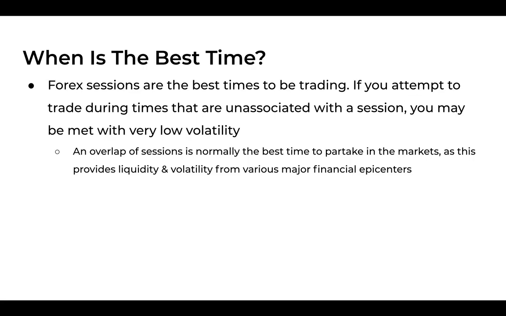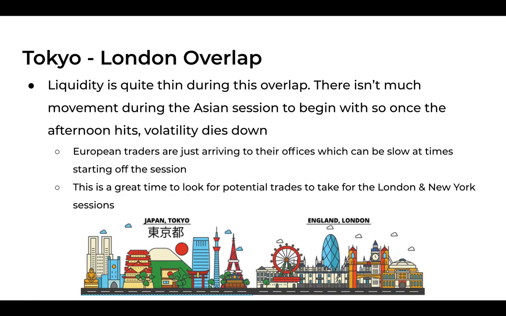So an overlap of sessions is normally the best time to partake in the markets, as this provides liquidity and volatility from various major financial epicenters. So the first one I wanted to discuss is the Tokyo-London overlap. So in the Tokyo-London overlap, liquidity is quite thin during this overlap.